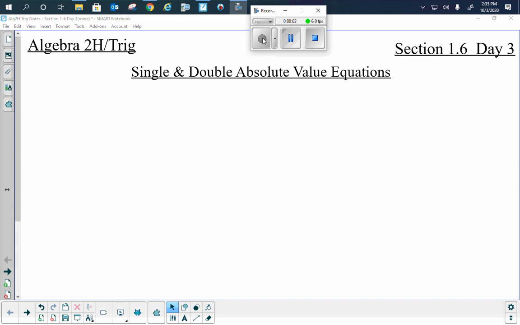All right, let's work on 1-6, day 3, single and double absolute value equations. This is some fun stuff, guys. But remember, this is that stuff that we're talking about for absolute value equations where you must use the format that we're giving you, okay? We're calling it the number line method. You've got to use that to get credit, okay?